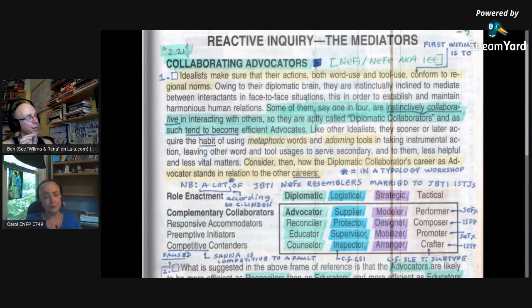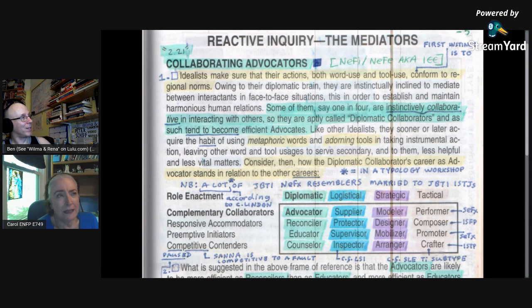And Keirsey wrote something about NTs won't adjust their language, but idealists will, and they'll also take part in a bit of small talk. So idealists are used to adapting their language for their interlocutors. I'm not wild about small talk. I go for the real conversation.